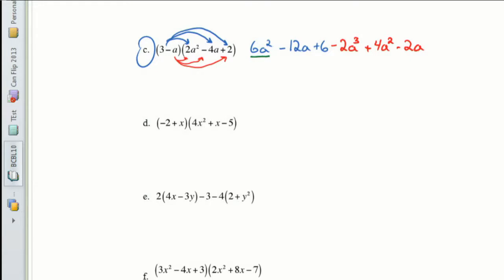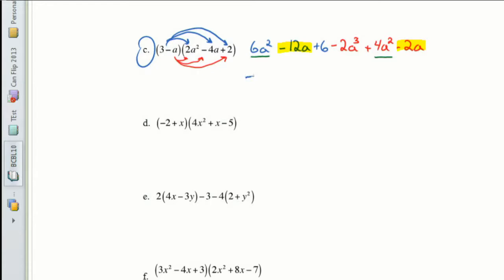So I see a squared here. I see, oh, sorry, that's an a cubed. Another a squared here. How about a's? I have negative 12 there, negative 2 there. And then the other terms are just kind of one-of-a-kind sort of things. So what I'm going to do is write them with the largest exponent first, and that's just kind of how we do things in math.